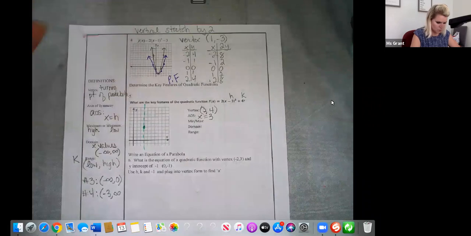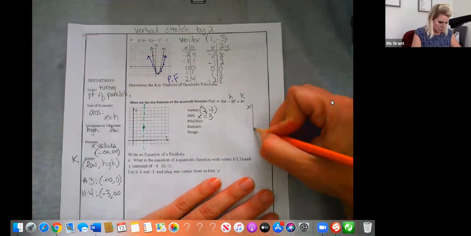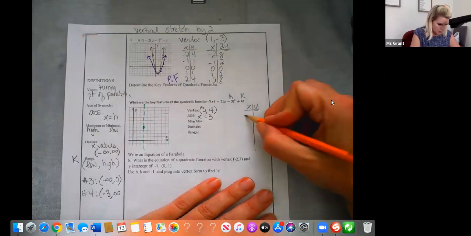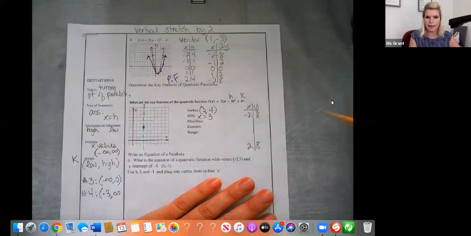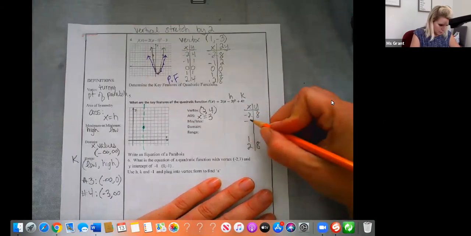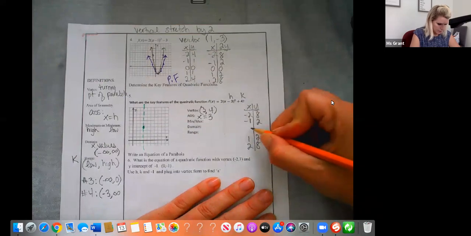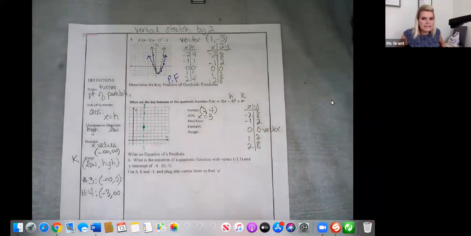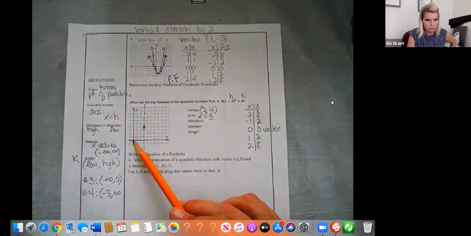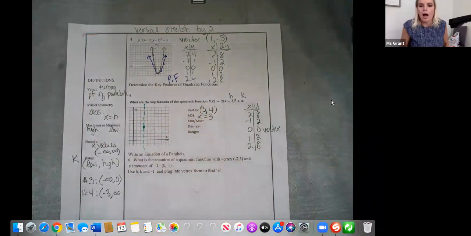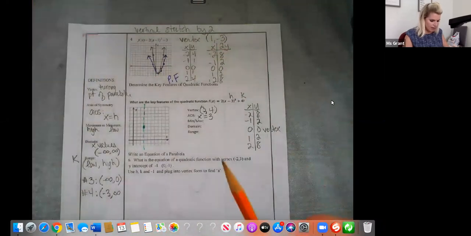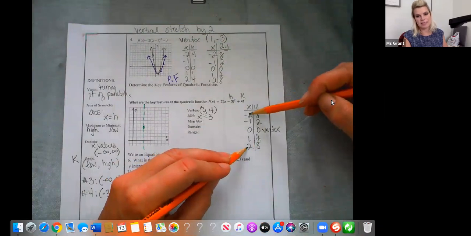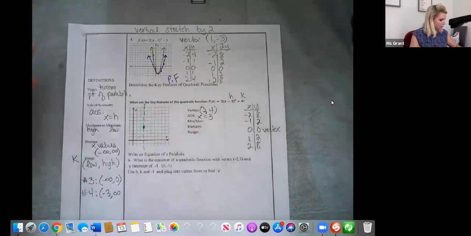Ready? Positive 2, upward facing. Negative 2 and 2, 8 up. 1 and negative 1, 2 up. And I start at my 0, 0, which is my vertex. So my vertex is not at 0, 0. You know that, right? My vertex is 3 comma 4. I move from the vertex, 1 in each direction, 2 up. 2 horizontally in both directions, 8 up. So I'll do it. Here we go.